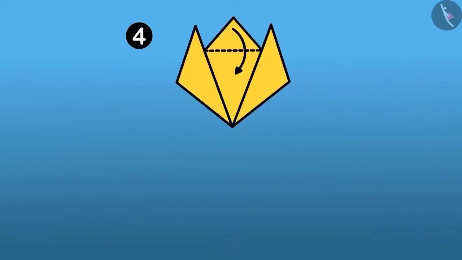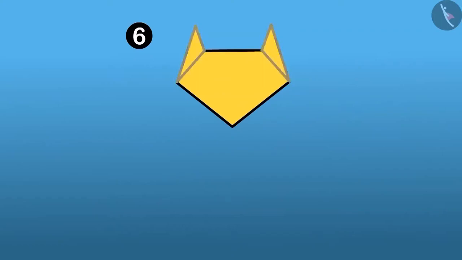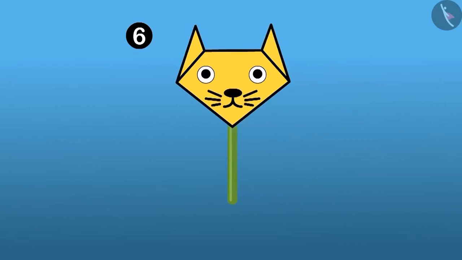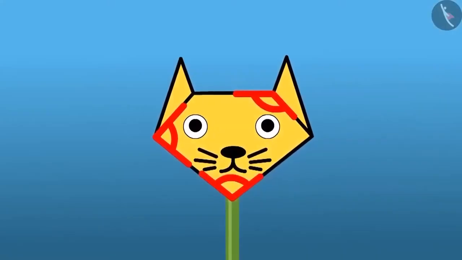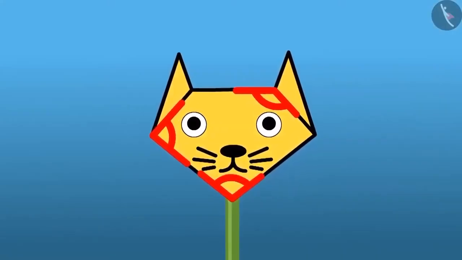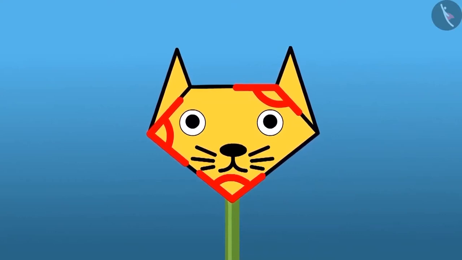Then you need to fold this top corner inside. Now turn over the paper. Here is the cat's ears. Just make the eyes and mouth and stick it to a wooden stick. Here, our pet cat Tom is now ready. Thank you, Dad. This was very beautiful. It was fun. Children, can you too look for angles in Tom's face?